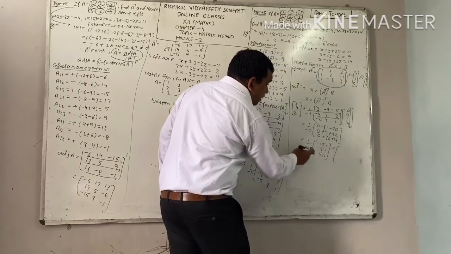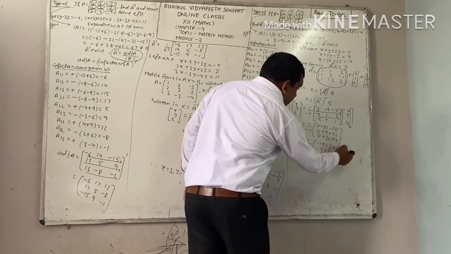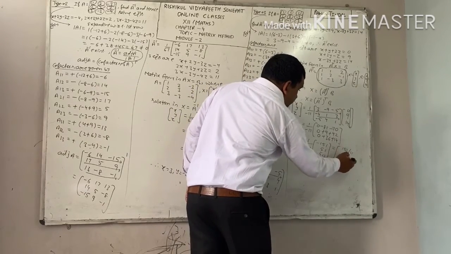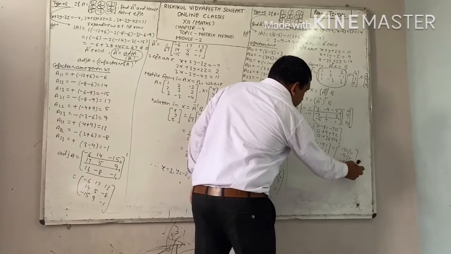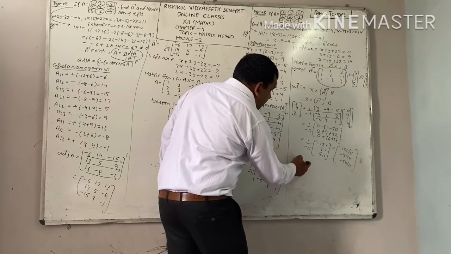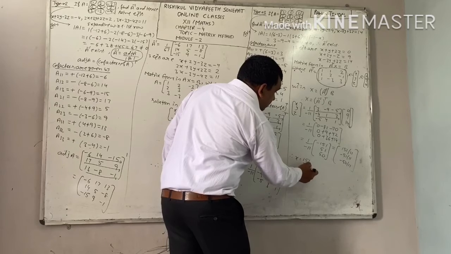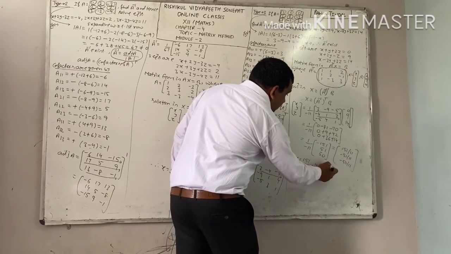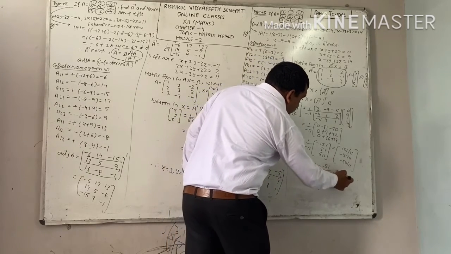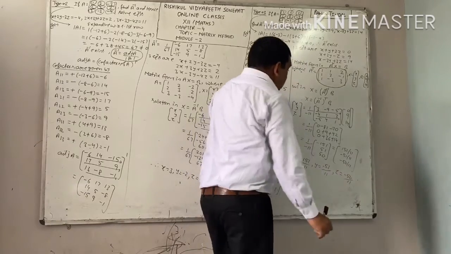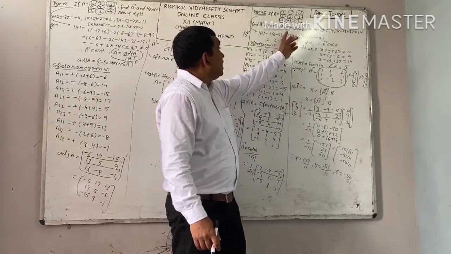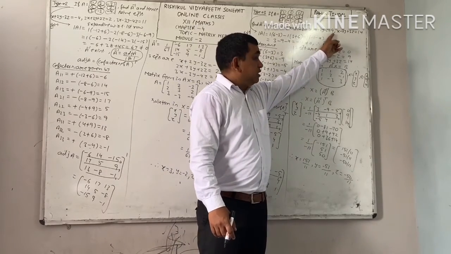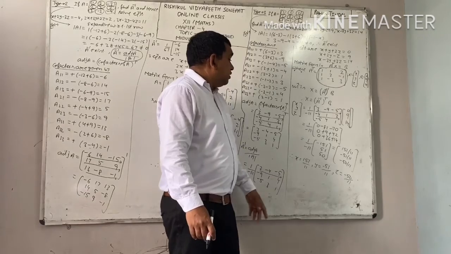Now divide by minus 11 inside. This is your 151 by 11. Next is your minus 51 by 11, and last is minus 50 by 11. Therefore x equals 151 by 11, y equals minus 51 by 11, and z equals minus 50 by 11. And you know very well, you can verify your answer also by putting the values of x, y, z in the three equations. In this way you can verify your answer.